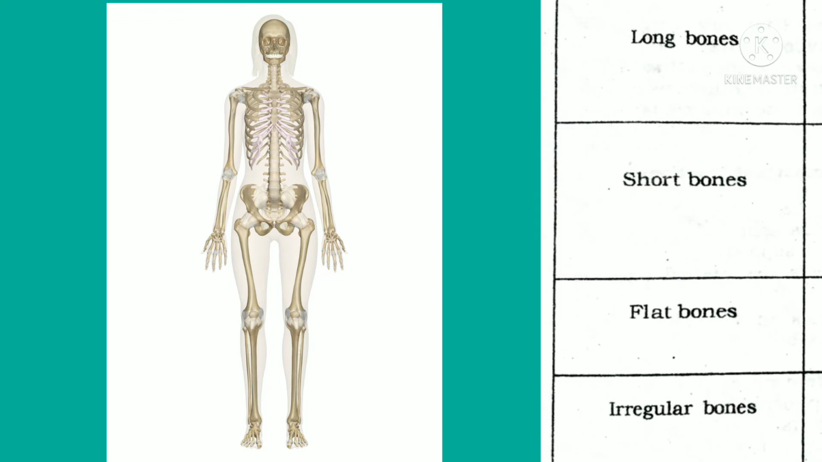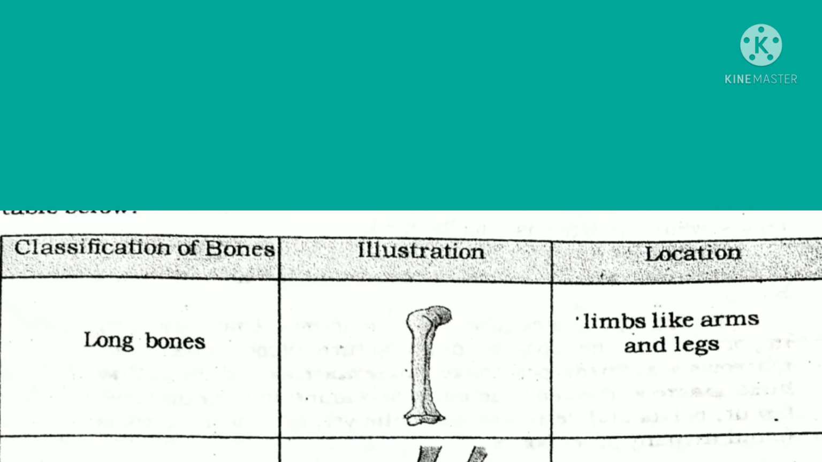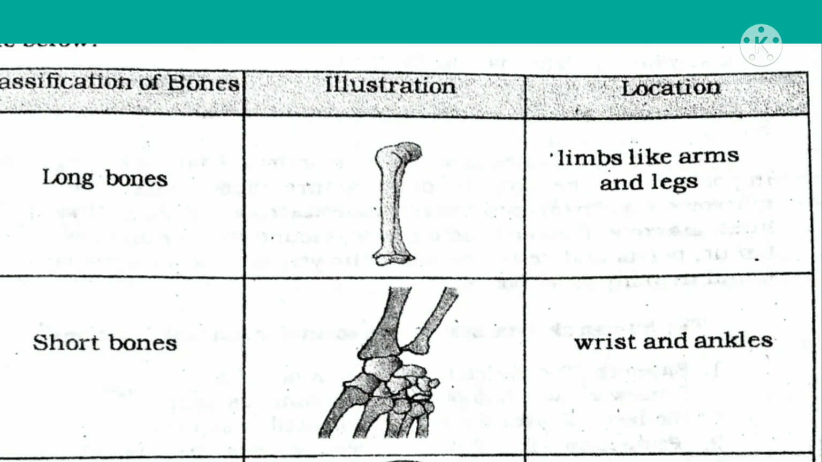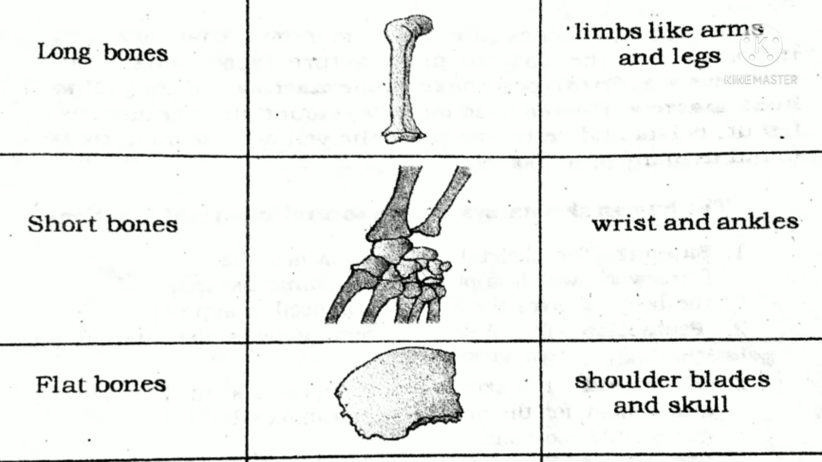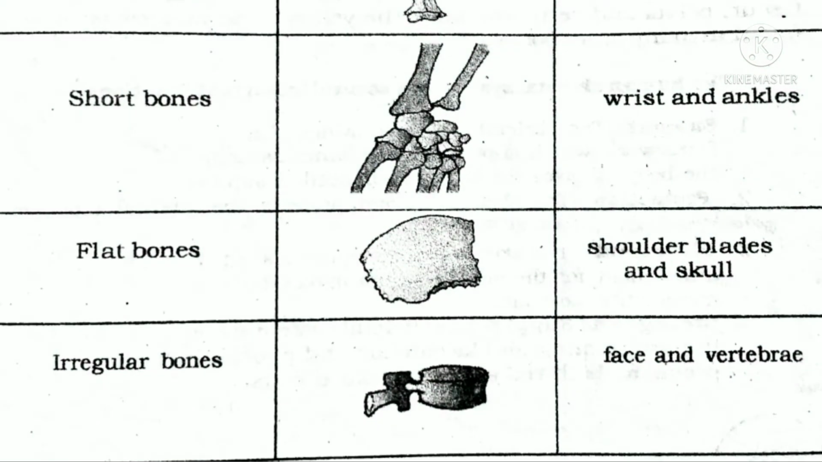All other bones of the skeletal system are classified into four. They are long bones, short bones, flat bones, and irregular bones. The long bones are located on the limbs like arms and legs. For short bones, they are the wrist and the ankles. For the flat bones, they are located on your shoulder blades and skulls. For irregular bones, they are located in the face and vertebrae.